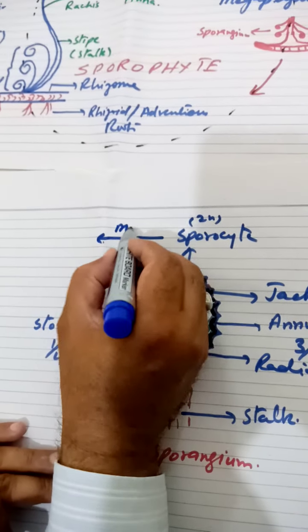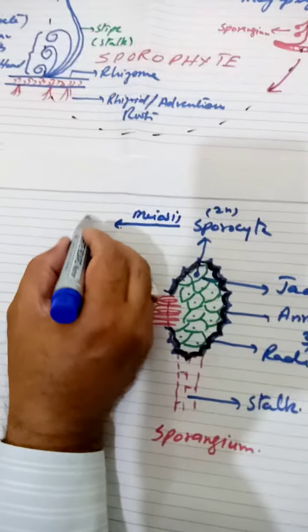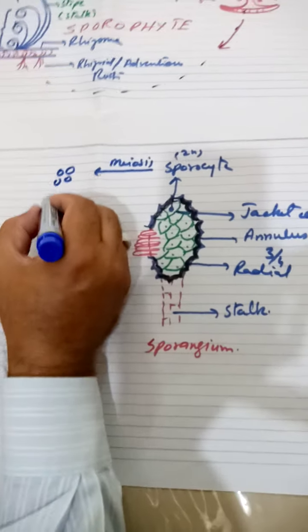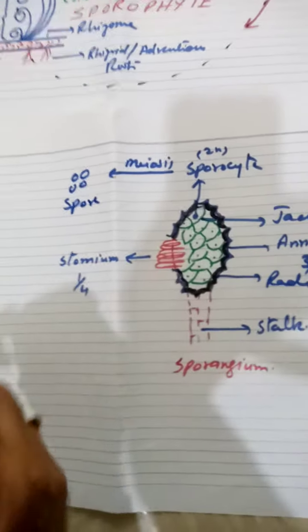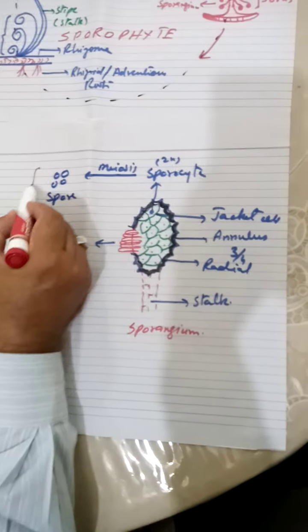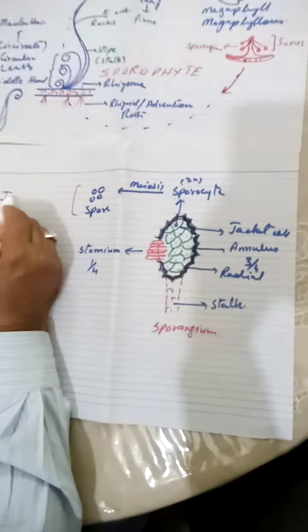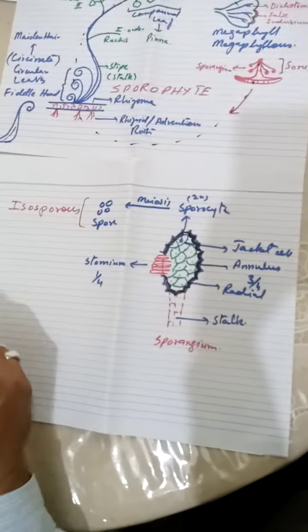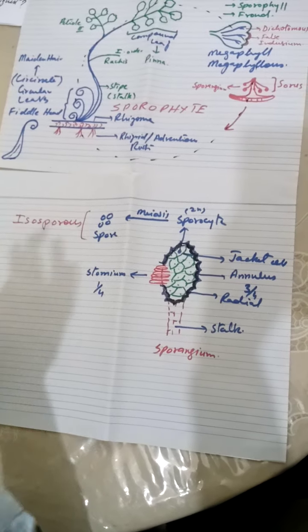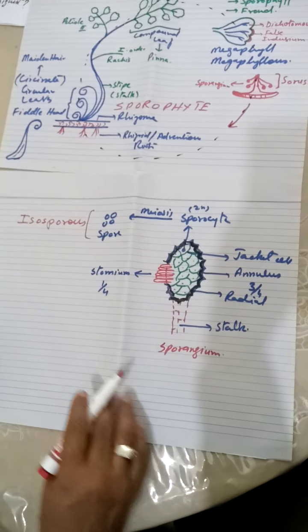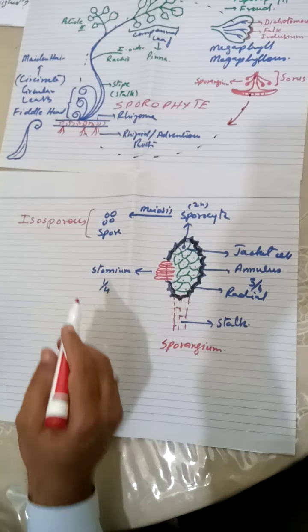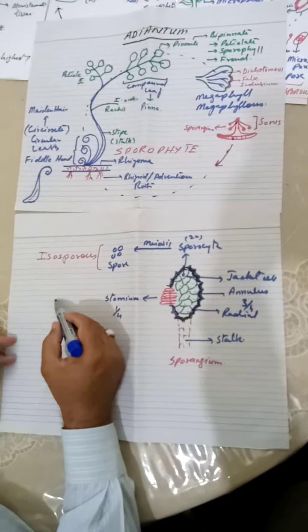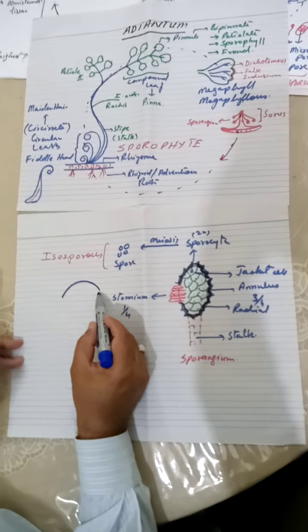By means of meiosis, it produces spores, and that is its negative character. Once again, these are isosporous. That is the negative character of Adiantum. But due to the presence of xylem and phloem, it is close to the seeded plants, but isosporous is its negative character. When the spores are dispersed, the sporangium lies from here.